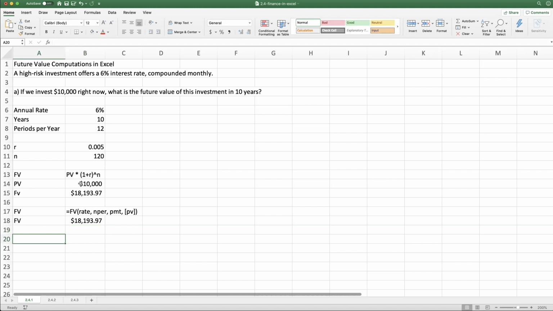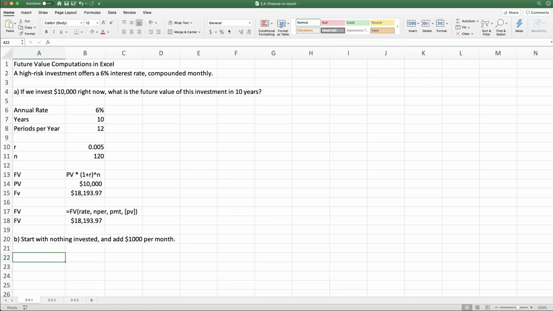Let's compute another future value, except this time we're not going to start with any money invested, and we're going to add $1,000 per month. We're going to use all the same periods, over 10 years, same interest rate and everything. The only difference now is that the present value is going to be 0. We're not going to start with anything, and the payment is going to be $1,000. Let's add a cell that contains the $1,000 payment so that we can reference it in our calculation.